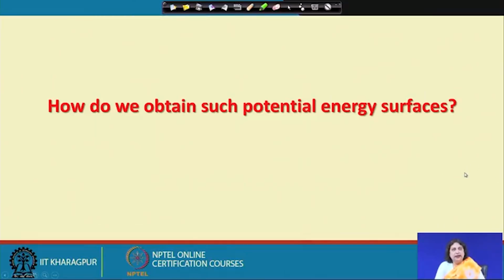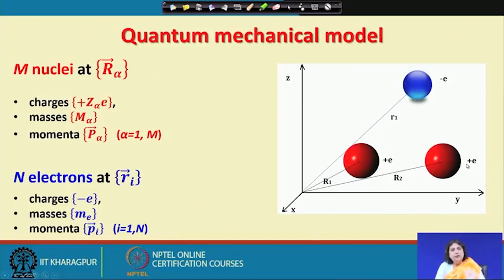Now, how do we obtain such potential energy surfaces? So, let us go back to a very qualitative consideration of the quantum mechanical model of such interacting systems. Let us say that I have M nuclei located at the positions capital R alpha, with charges, masses and momenta specified for each of them. I can also have capital N electrons at their locations for a given microscopic state with their respective charges, masses and momenta. And then the picture for a system like this is given here.